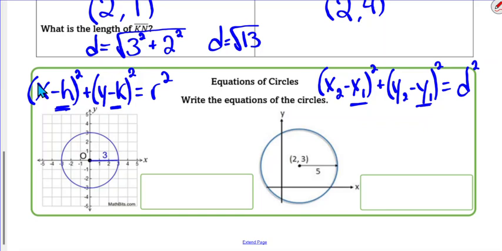The x value of your center goes here. The y value of your center goes there. It really is just an x and a y coordinate for the center of your circle, where this tells you the distance that each point is away from that center. That's exactly what the distance formula says.